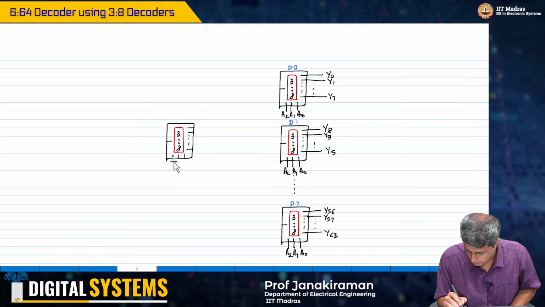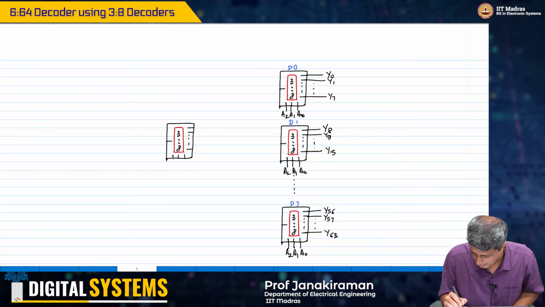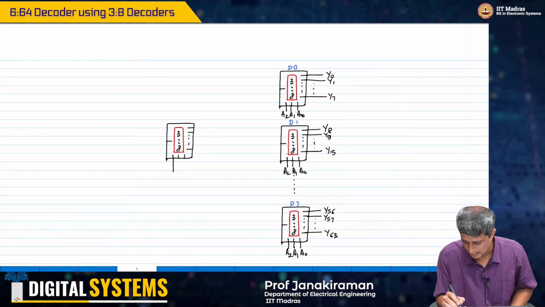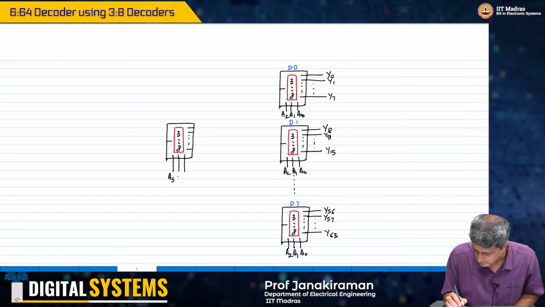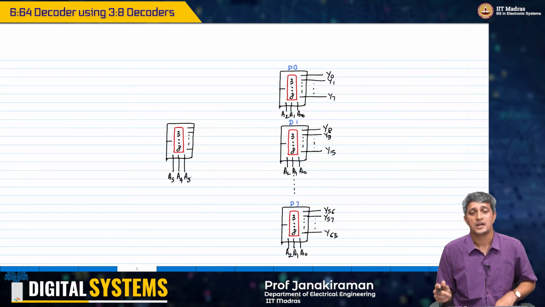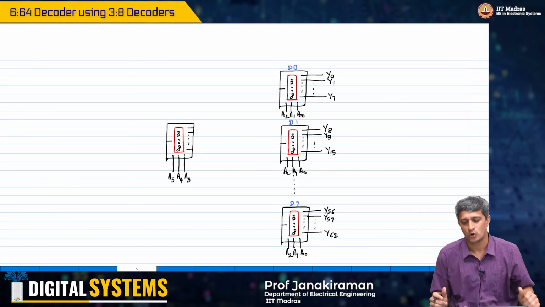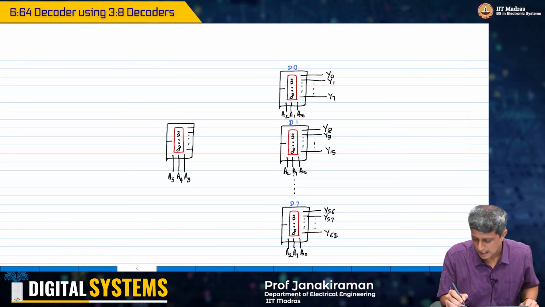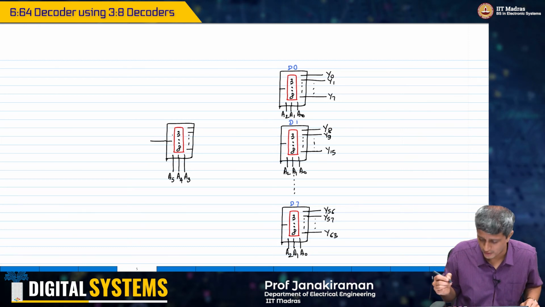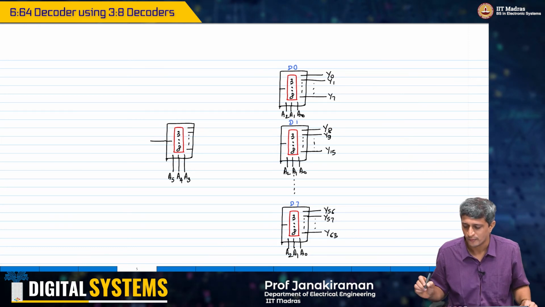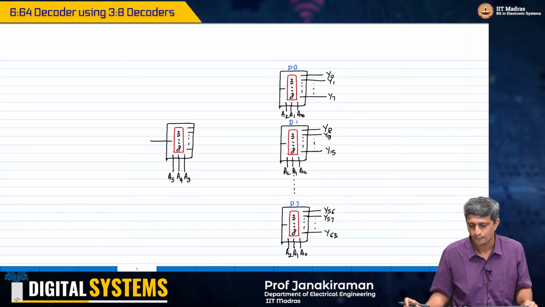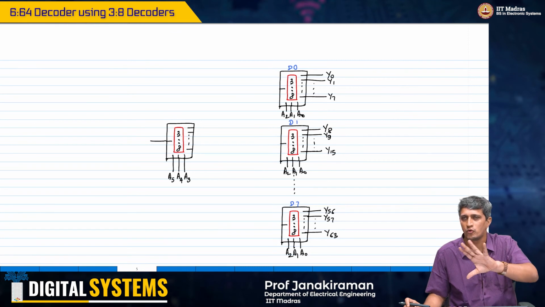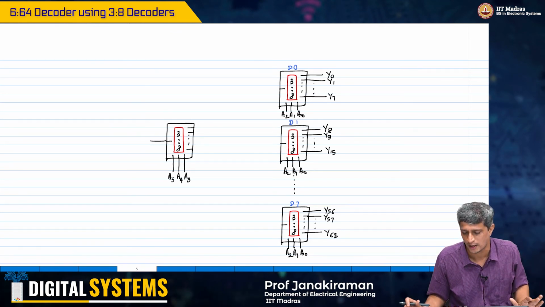Right. So now what I do, I am going to go ahead and connect A5, A4, A3. The higher order 3 bits I am going to connect here. Okay. And then what I will do is, I will connect this decoder with the enable. Okay. So the real question is, we'll come to where the enable of this decoder should be connected.